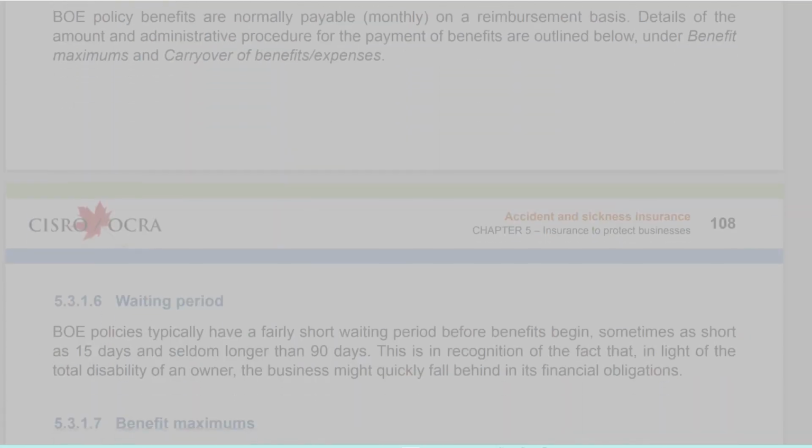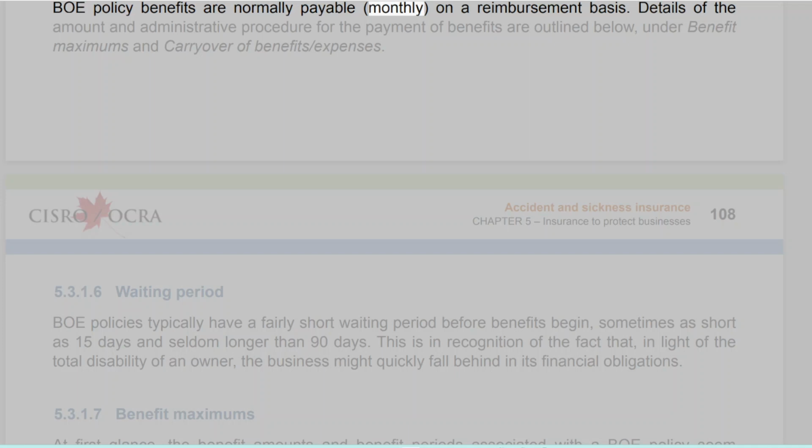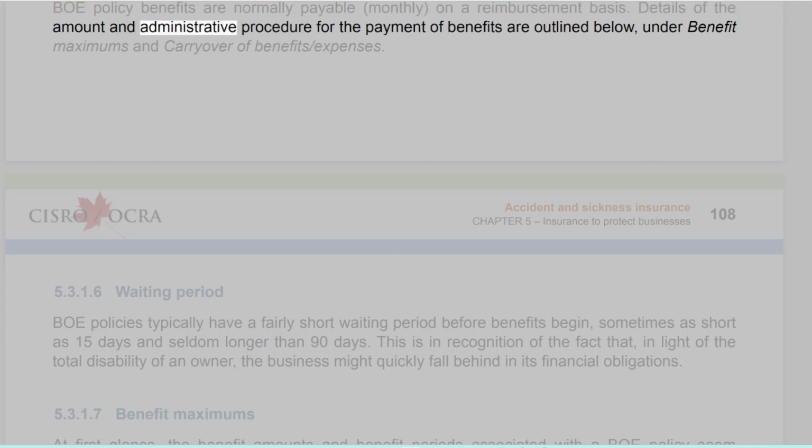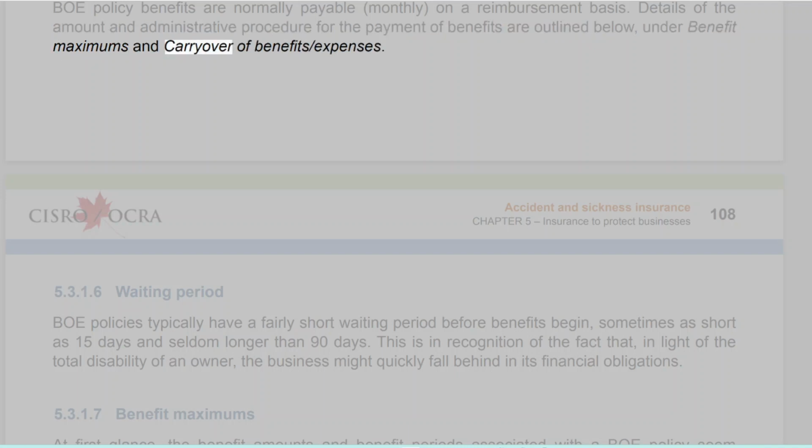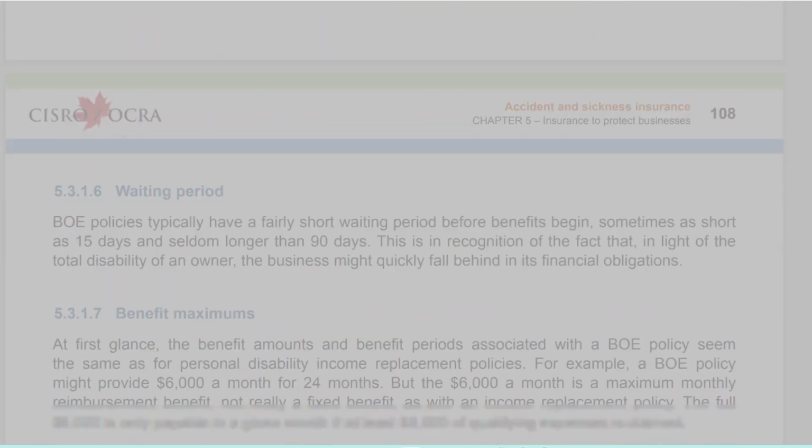5.3.1.5 Benefits. BOE policy benefits are normally payable monthly, on a reimbursement basis. Details of the amount and administrative procedure for the payment of benefits are outlined below, under benefit maximums and carryover of benefits/expenses.